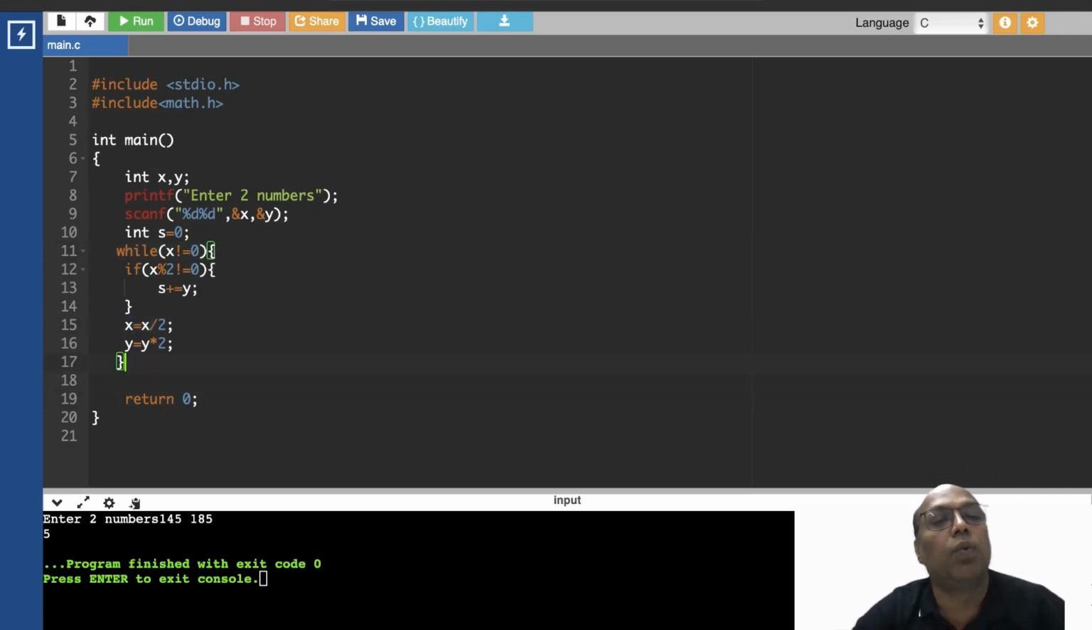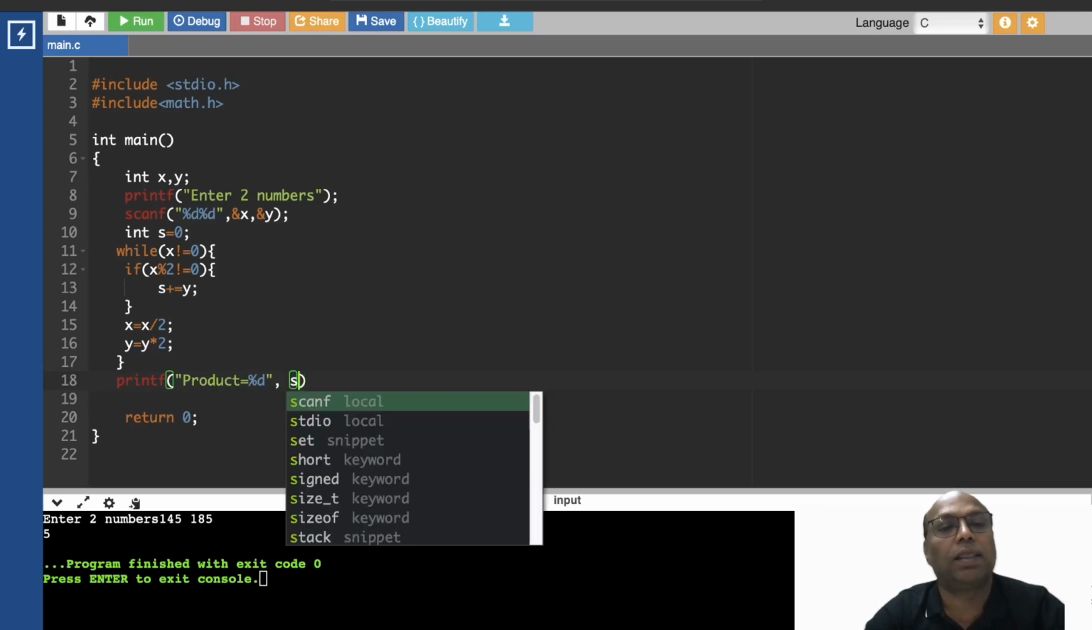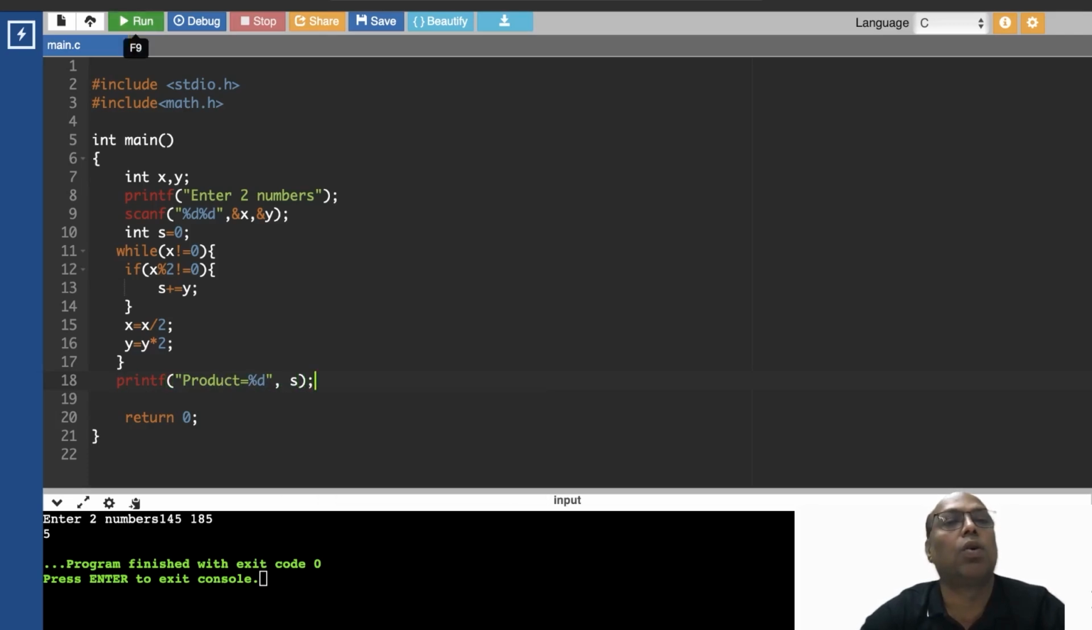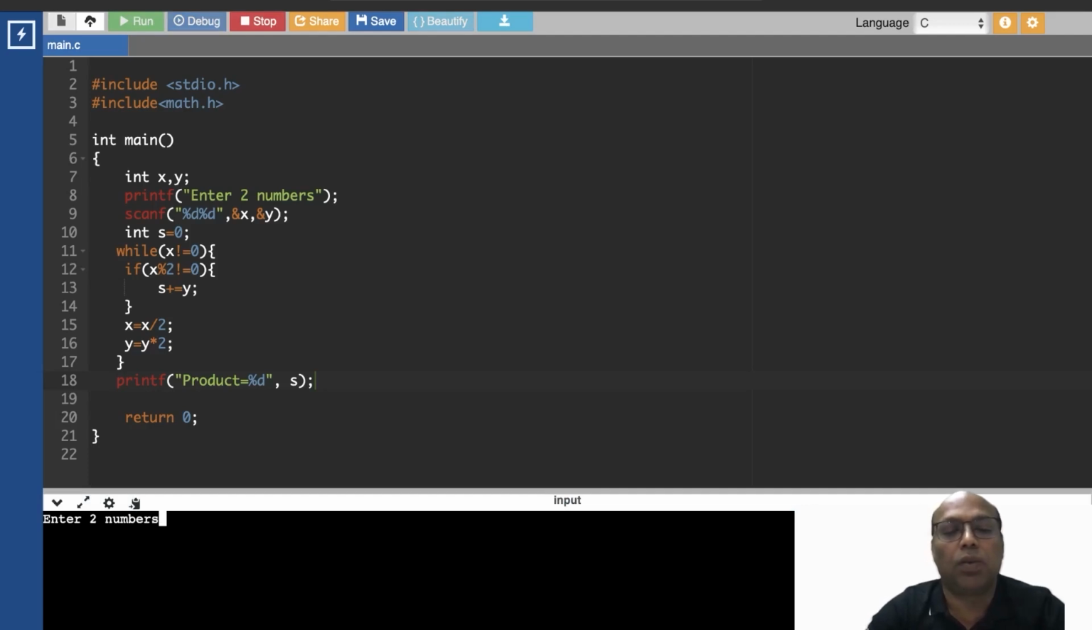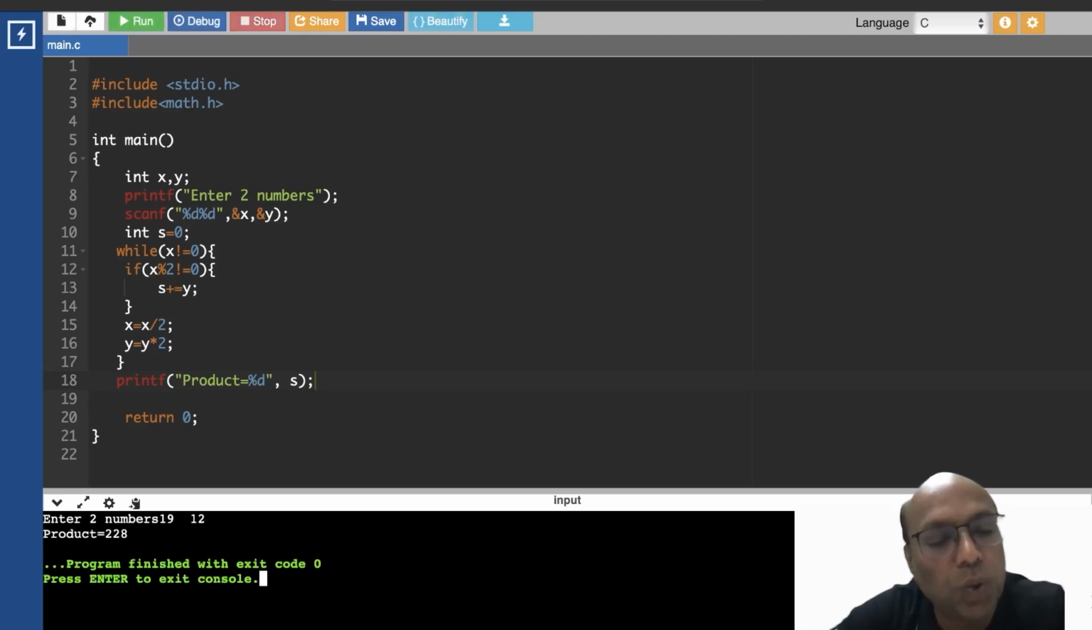At the end, where is the product stored? printf("product is equal to %d", the sum). In the code, I'm going to give the two numbers. I put here 19 and 12, which gives what? 228. Got it?